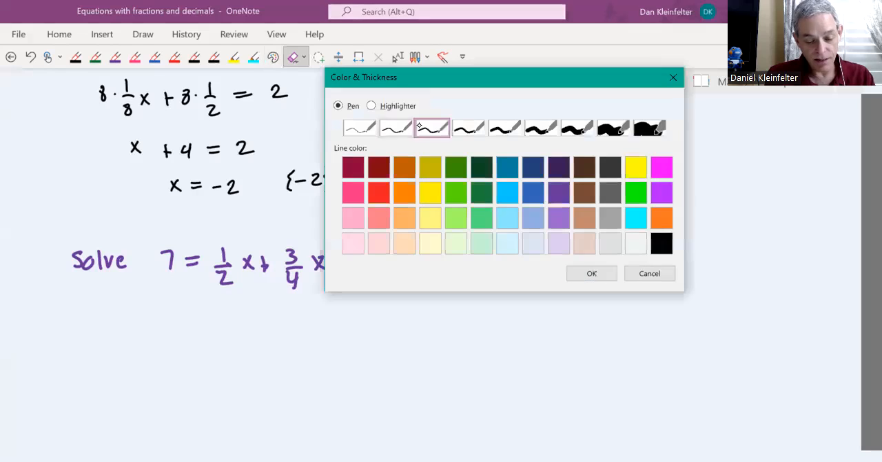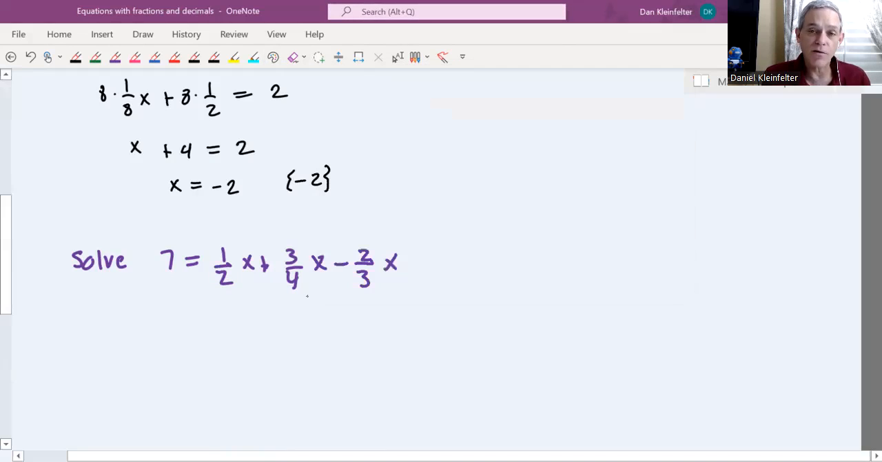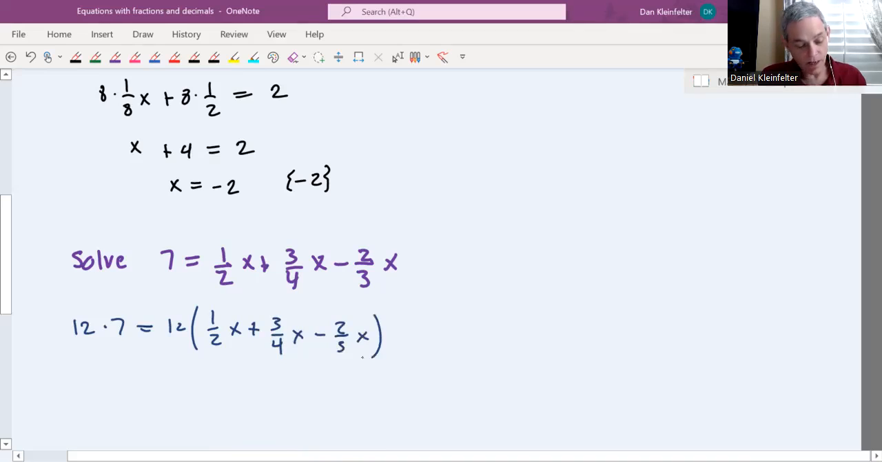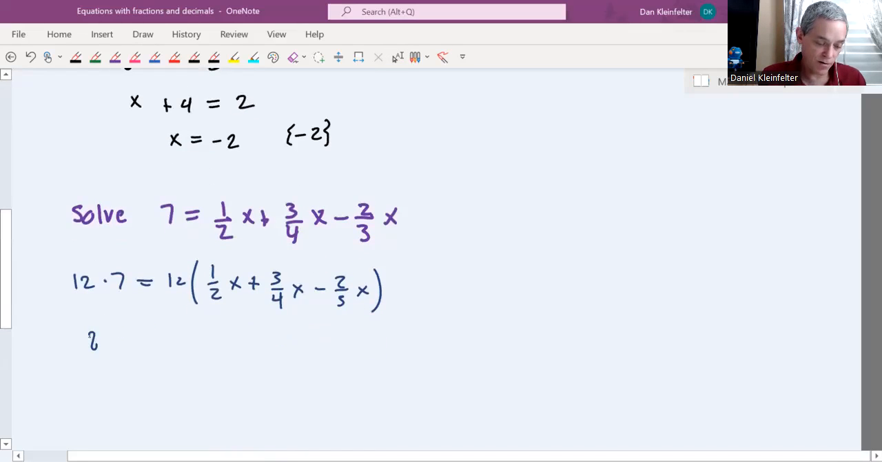We have in this one, 7 is 1/2 of x plus 3/4 of an x minus 2/3 of an x. So the LCD for 2, 4, and 3 is going to be, okay, so 2 divides into 4, and then we also have a factor of 3, so 12. So we're going to multiply both sides by 12. Okay, so we have 12 times 7 on the left side, and then 12 times everything else on the right side. Okay, and so then 12 times 7 is 84.